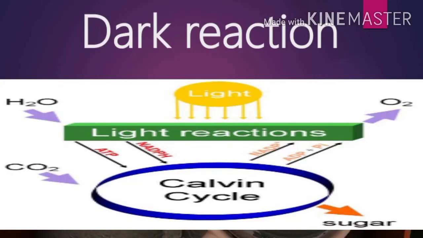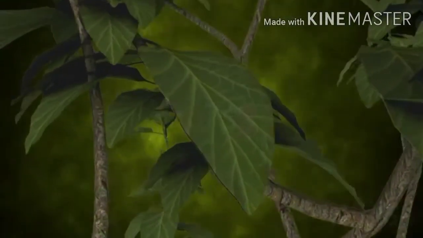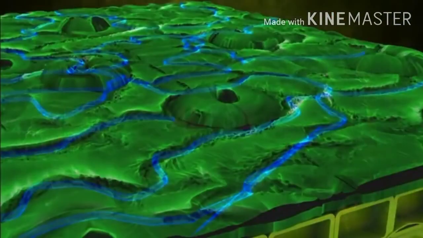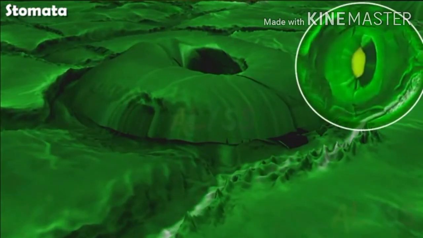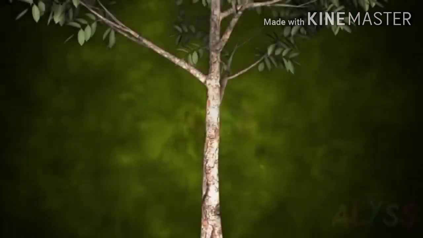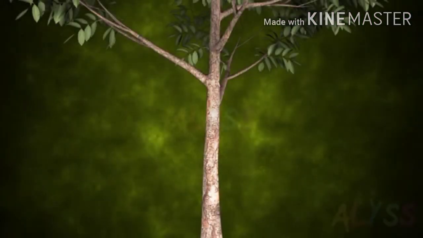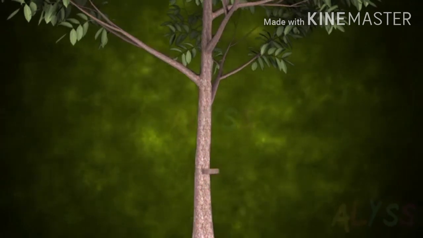Dark chemical reaction. This reaction takes place in the stroma of the chloroplast. In this reaction, reduction of carbon dioxide takes place and sugar or starch is formed. It is also known as the Calvin-Benson cycle.